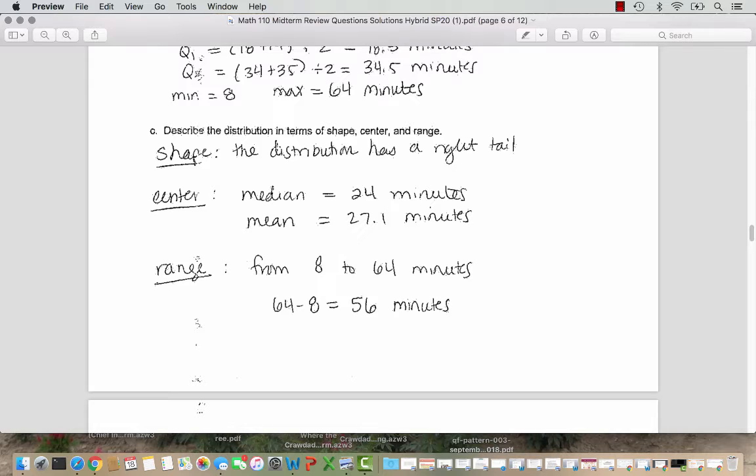You can also find the mean. To find the mean, you would add up all the values and divide by 20, or since you're able to use StatCrunch, go ahead and put that list in StatCrunch and have StatCrunch do the work for you. So in StatCrunch, you go to Stat, Summary Stats, and ask for the mean. Then the range is from 8 to 64 minutes. So if we subtract 64 minus 8, we see our range is 56 minutes for these commute times.